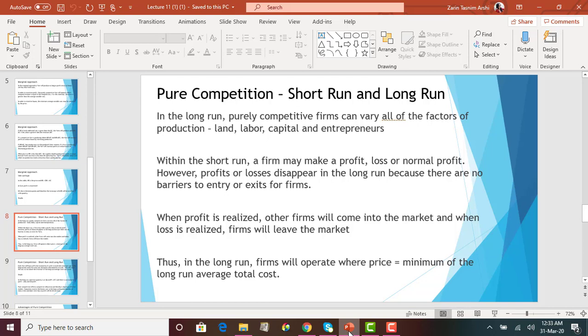If I am making losses in the market in the short run, then I will leave the industry, and as a result, in the long run, the other firms will start earning normal profit. This happens because the barriers to entry and barriers to exit in this type of market structure are very low. So that's why this is possible, and that's why in the long run there is only normal profit. There is a lot of competition, so that's possible.